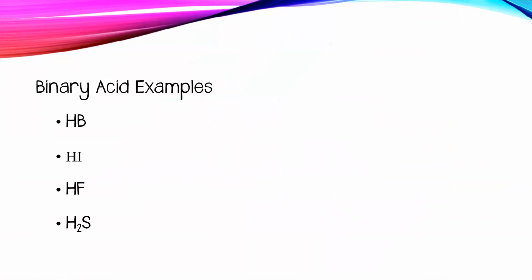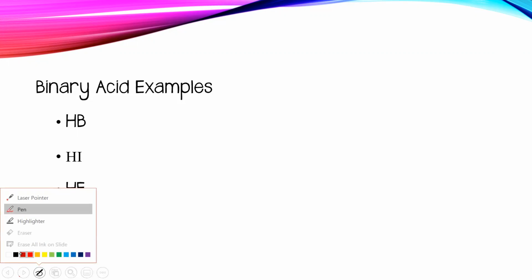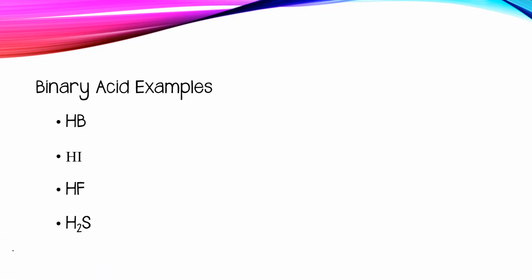So here's some examples. Use that rule: hydro for the H, the element name, and add the IC. So pause the video, try these out, and we'll go over the answers. Okay, so hopefully you tried those. Let's go over the answers. So the first one is HB. H for hydrogen, B is boron. So this becomes hydroboric. Boron becomes boric, and then acid.